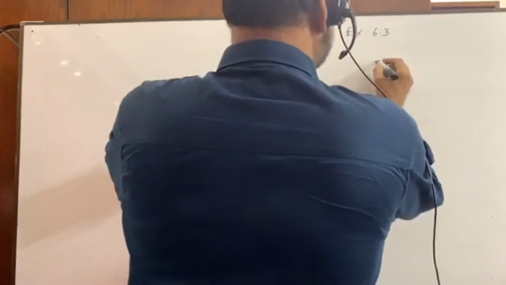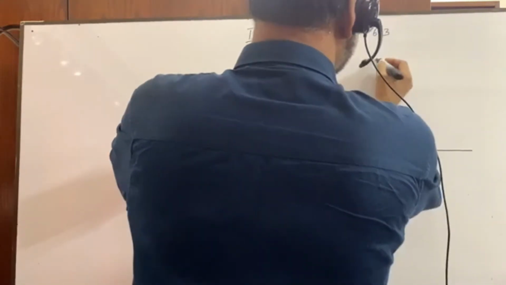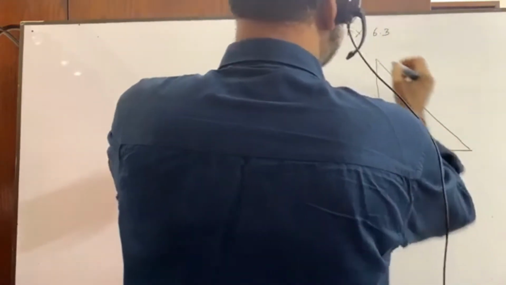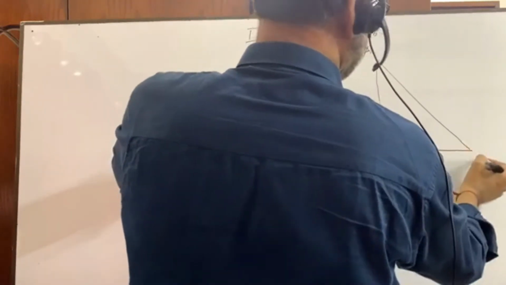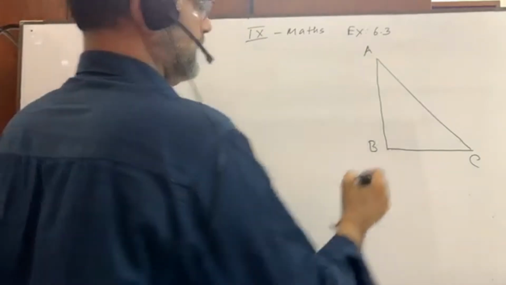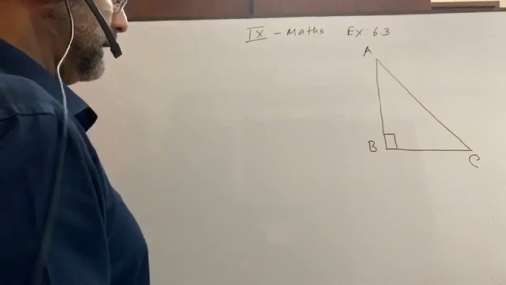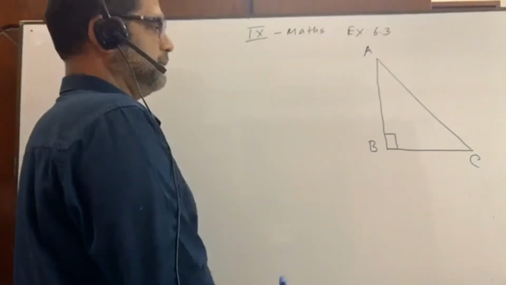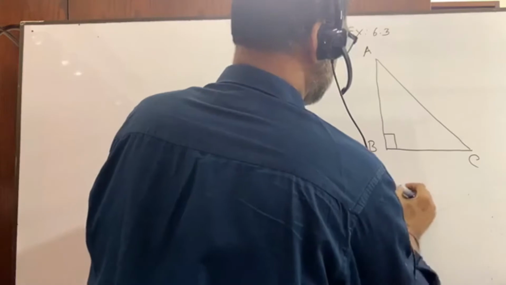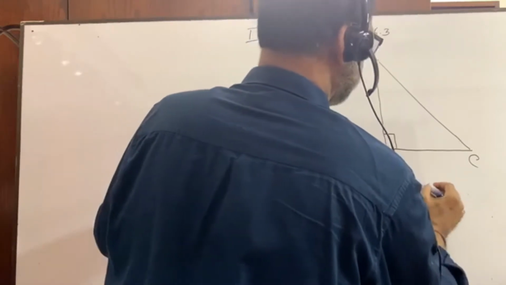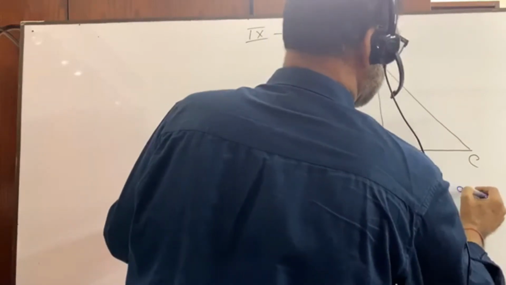Suppose this is a math. Okay, this is A, B and C, where angle B is one right angle. Have you got me? Angle B is one right angle. I am writing angle B is one right angle.